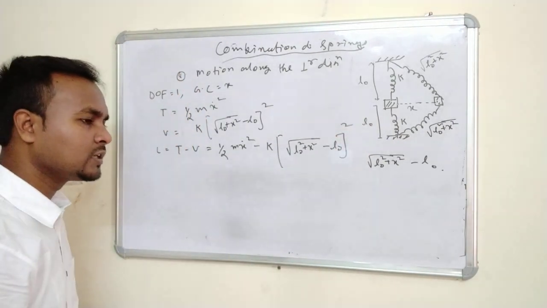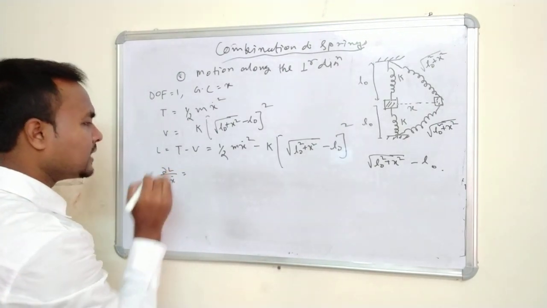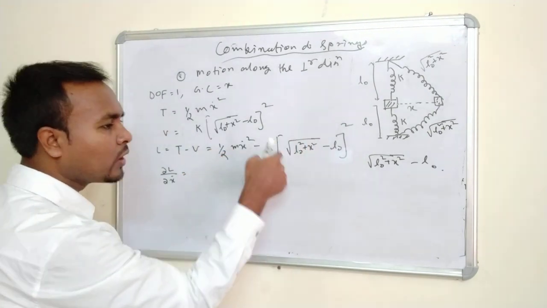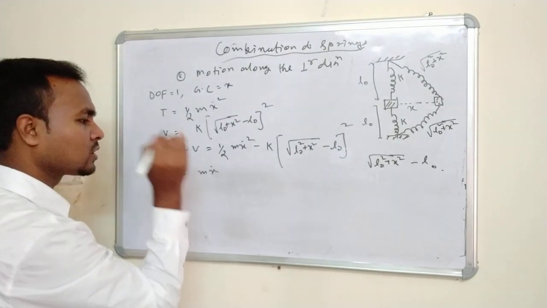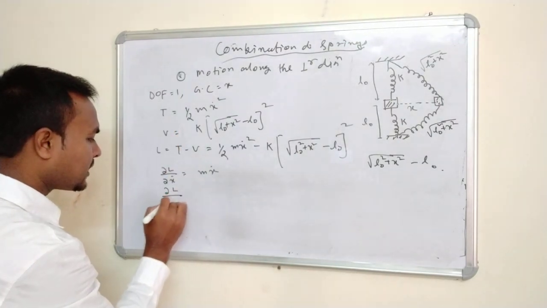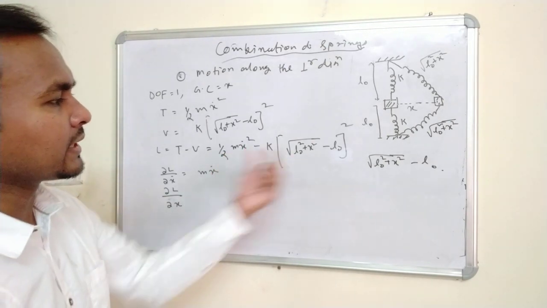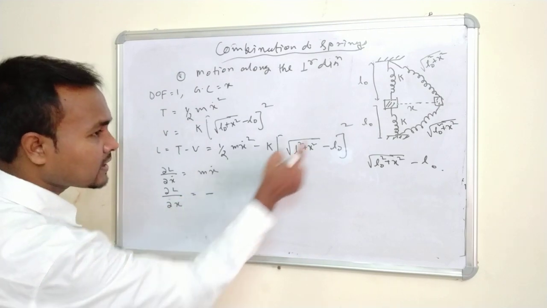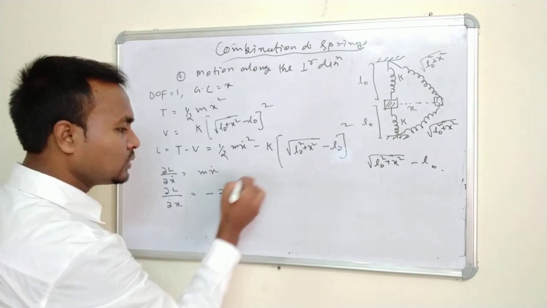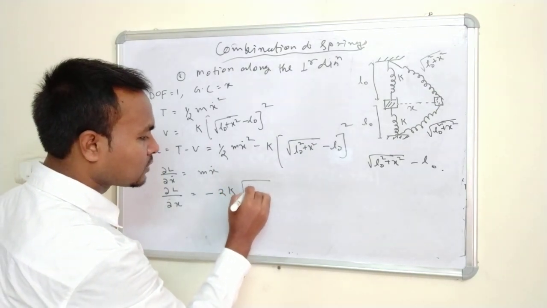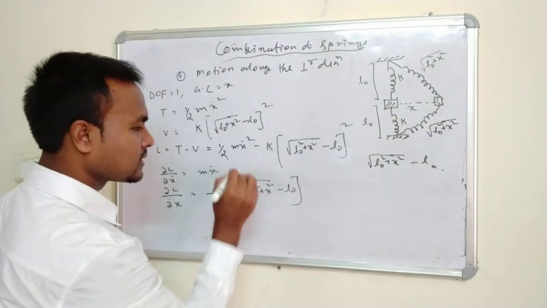Now what will be the Lagrangian equation of motion? For that we have to first find del L upon del x dot. Here there is an x dot squared, so the 2 gets cancelled. It will be m x dot. So what will be del L upon del x? Here there is no x in the kinetic term, only in the potential term. So it will be minus 2k times the square root of L0 squared plus x squared, minus L0. This term will be the same.